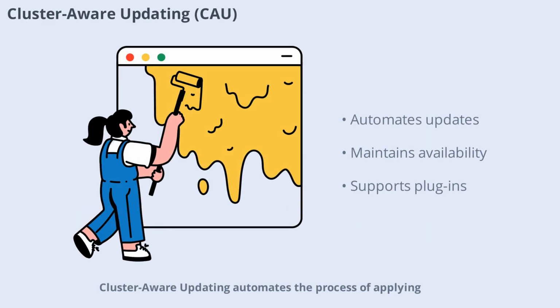Cluster-Aware Updating automates the process of applying software updates to clustered servers while maintaining availability. CAU puts each node into maintenance mode, moves workloads, installs updates, restarts if needed, and brings the node back online. This process repeats for each node, ensuring minimal service interruption. CAU supports both self-updating and remote updating modes, integrates with Windows Update and WSUS, and can be customized with plugins and scripts. With CAU, you can keep your clusters secure and up to date with minimal manual effort.